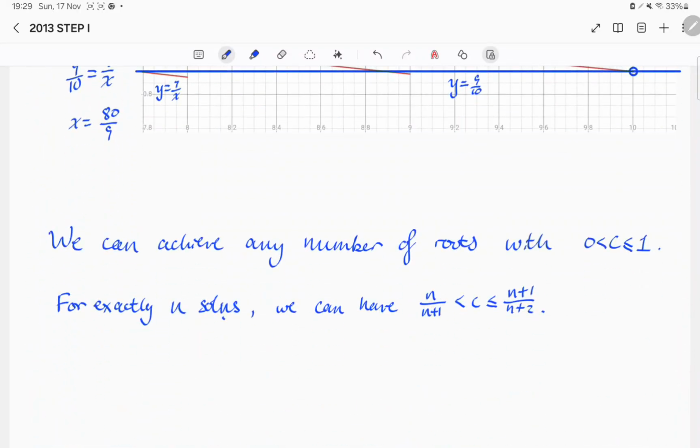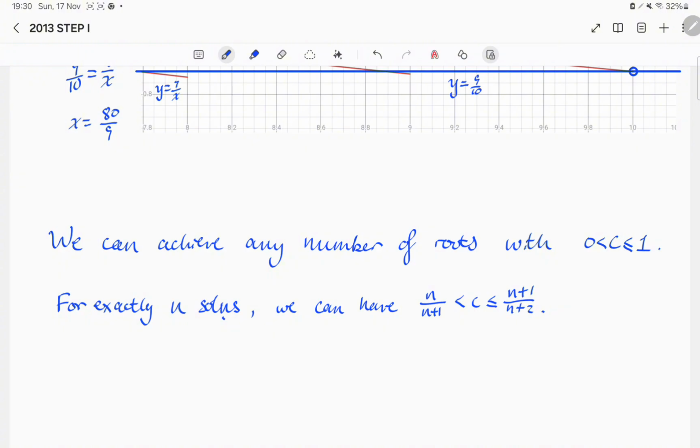and therefore we can say that a sufficient condition for f of x equals c to have exactly n solutions is that n over n plus 1 is less than c is less than or equal to n plus 1 over n plus 2. Equality can only be achieved on the right-hand inequality sign because the lower end of all of these graph sections cannot be attained by the graph f of x.